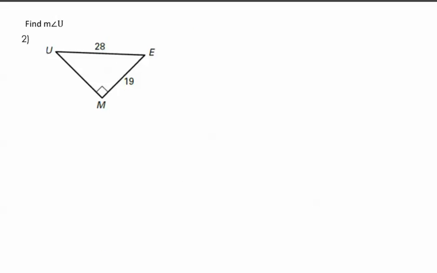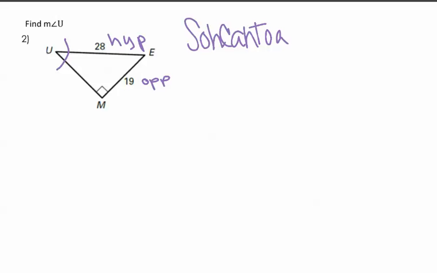All right, let's try another example. Example 2, find the measure of angle U. First identify where angle U is, and then decide what relationship the sides you're given have to angle U. So 19 is the opposite side, and 28 is the hypotenuse. Referring back to SOHCAHTOA, when we have opposite and hypotenuse, we're going to be dealing with a sine. So the sine of my angle, which is U, is equal to opposite over hypotenuse.